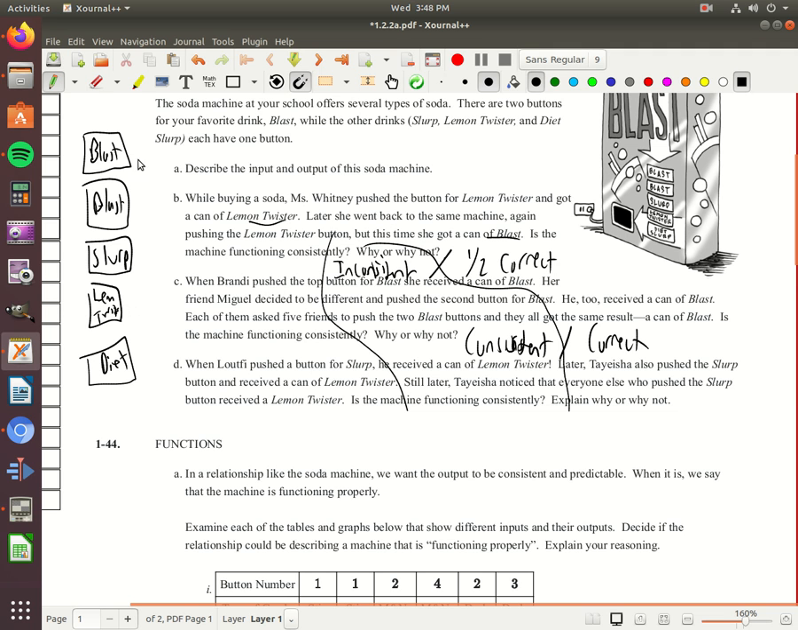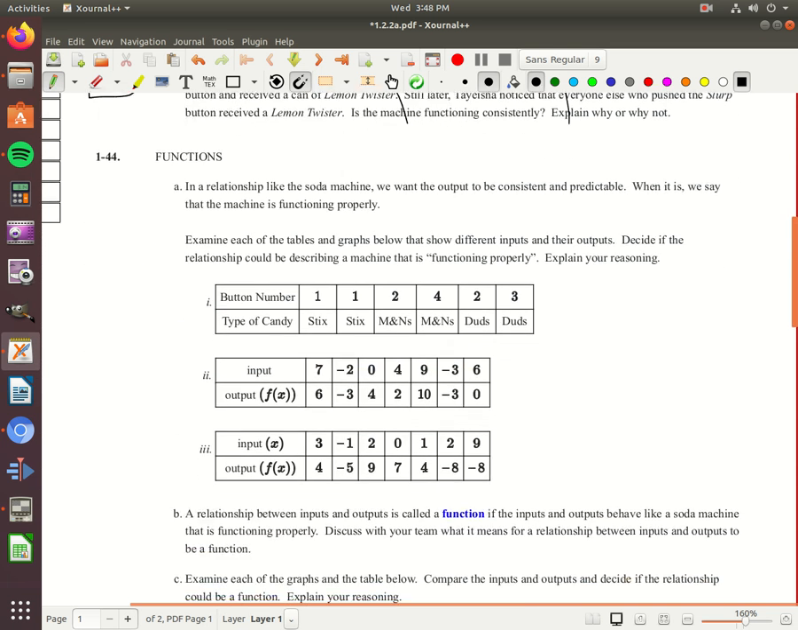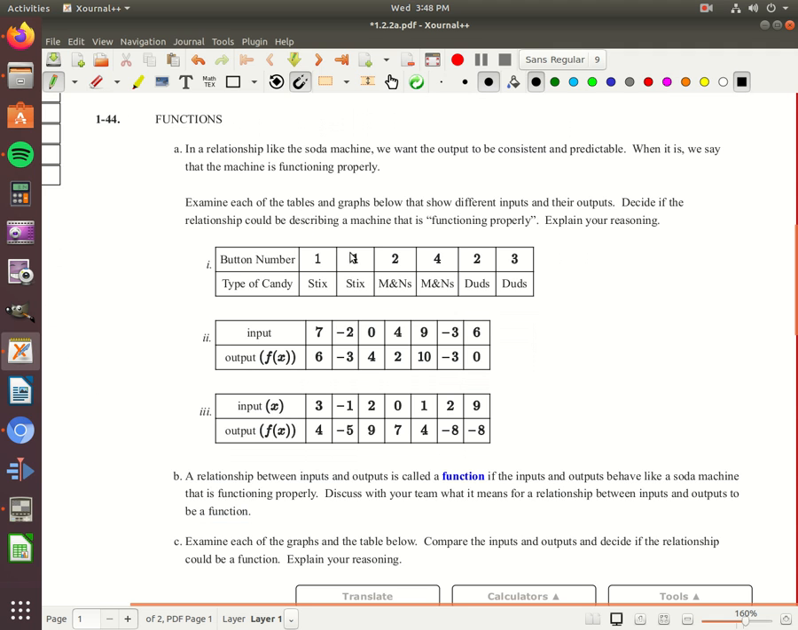So when it's consistent, it's a function. When it's inconsistent, it is not a function. Let's take a look at that. Here, if I push 1, I get a sticks. If I push 1, I get a sticks. If I push 2, I get an M&N or a dud. That's not consistent. The fact is, each input can only have one output. That's a function. So again, I put 1, I get a sticks. I push 1, I get a sticks.